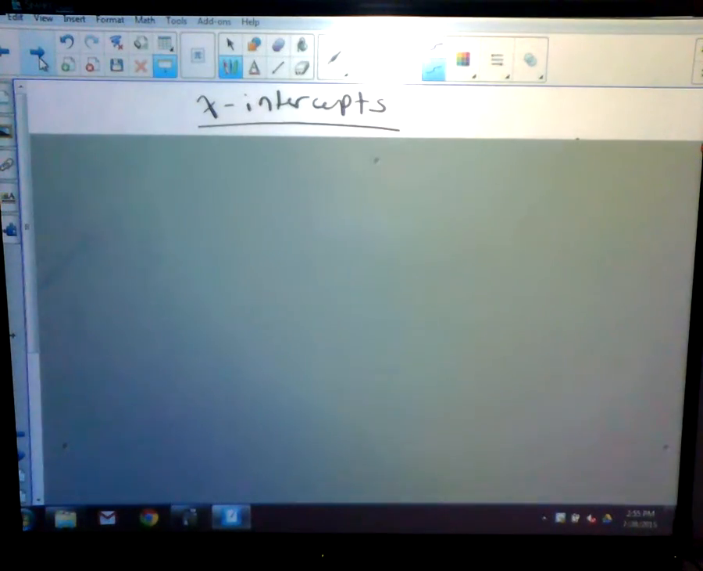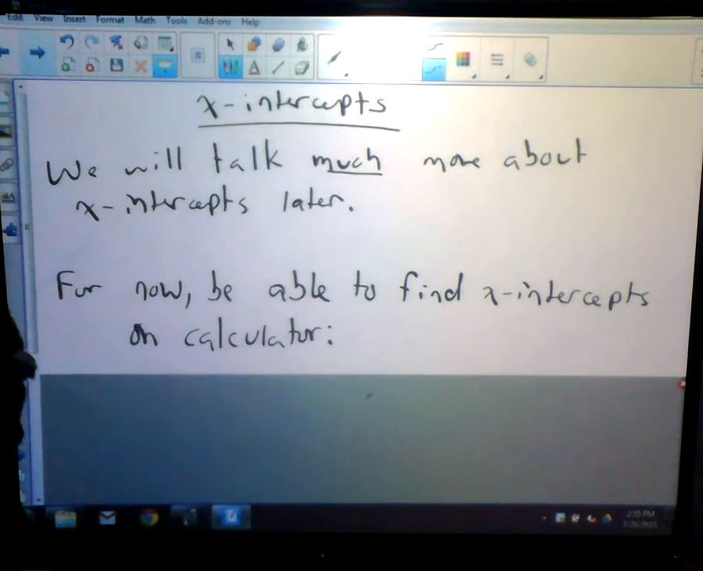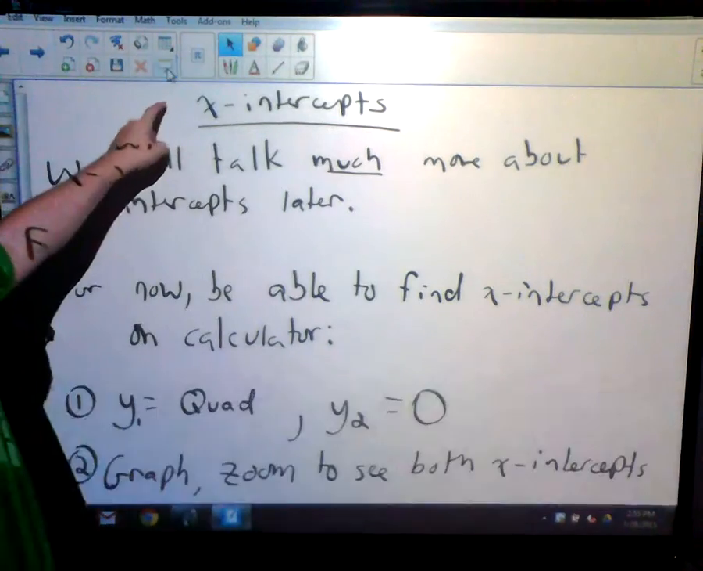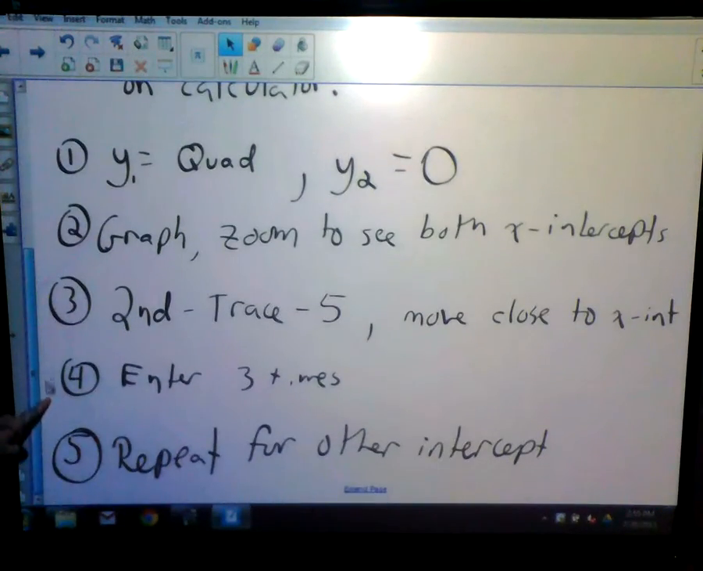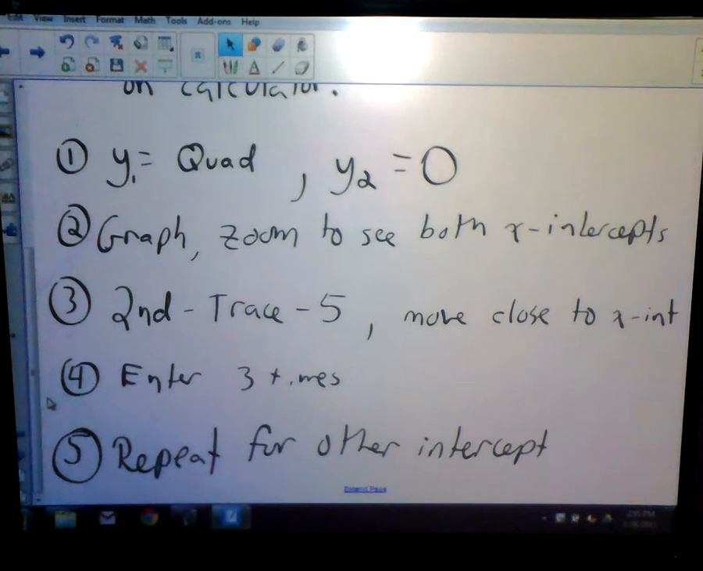How about x-intercepts? Well, we're going to spend a lot of time talking about this later on. For right now, let's figure out how to do it on the calculator. So here are the steps. In y1, we're going to put the quadratic, and in y2, we're going to put 0. We're going to graph, and we're going to zoom so that we can see both intercepts. We're going to hit second trace 5, move closest to the x-intercept. We're going to hit enter 3 times, and then we're going to repeat for the other intercept. Become very good at this process. We do it a lot this year.